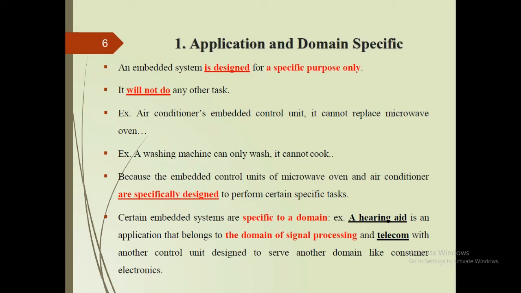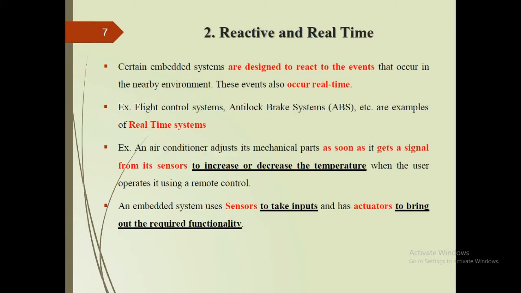Certain embedded systems are specific to a domain. For example, a hearing aid is an application that belongs to the domain of signal processing and telecom, with another control unit designed to serve another domain like consumer electronics.